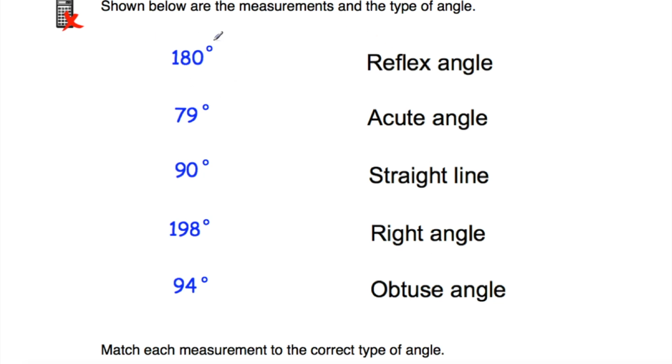Okay, so 180 degrees. That's a straight line. Let's have a look. Yeah, we've got a straight line there. So 180 degrees is a straight line. 79 degrees is less than 90 degrees. That's an acute angle. 90 degrees, that's a right angle.